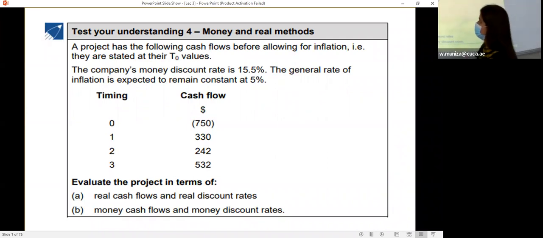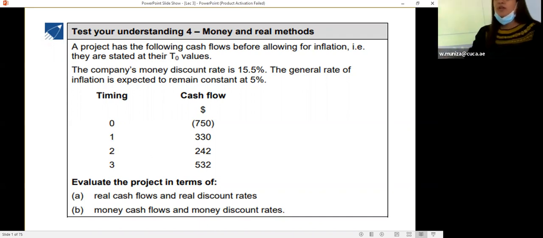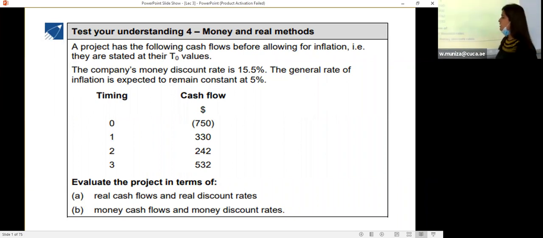Let's read the scenario. A project has the following cash flows before allowing for inflation. So before allowing for inflation, a project has the given cash flows, which are stated at their T0 values. T0 values means in current terms, the values are there. From year one, you have to incorporate the changes in them. Anyhow, because these are real cash flows, we are not going to incorporate the money factor, the inflation factor, in it. The company's money discount rate is 15.5%. The general rate of inflation is expected to remain constant at 5%.